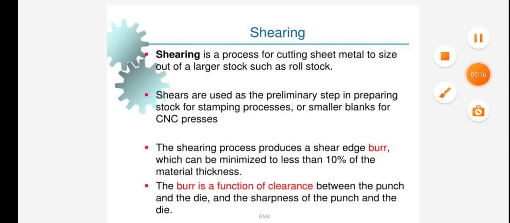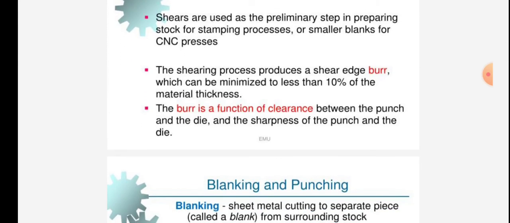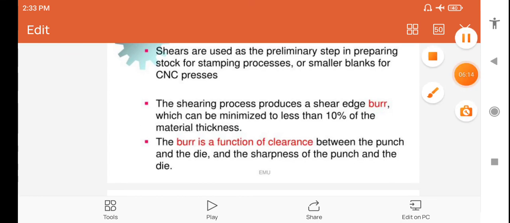Shearing is the process of cutting sheet metal to size out of a larger stock such as roll stock. Shears are used as the preliminary step in preparing stock for stamping or smaller blanks for CNC processes. The shearing process produces a shear edge burr which can be minimized to less than 10% of the material thickness. The burr is a function of clearance between the punch and the die and the sharpness of the punch and the die.